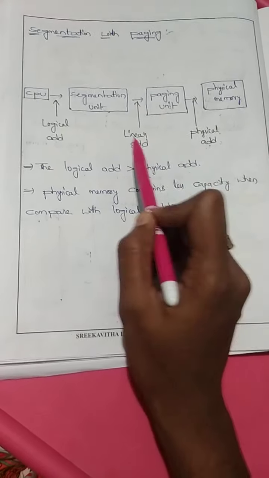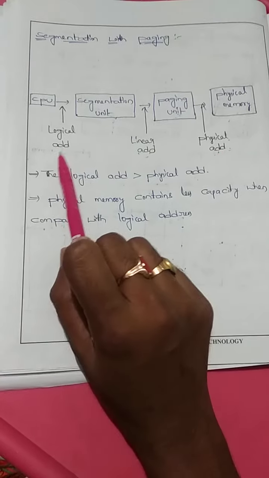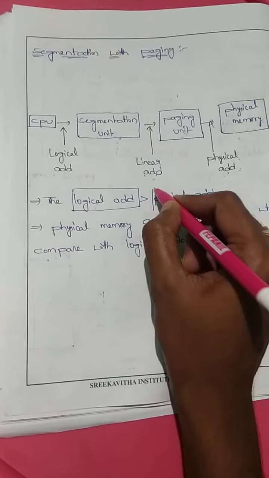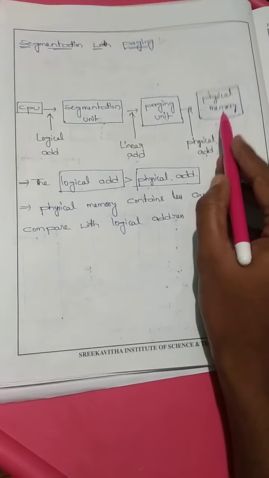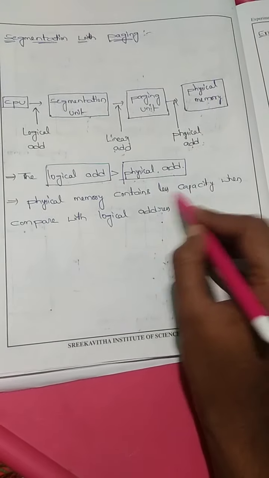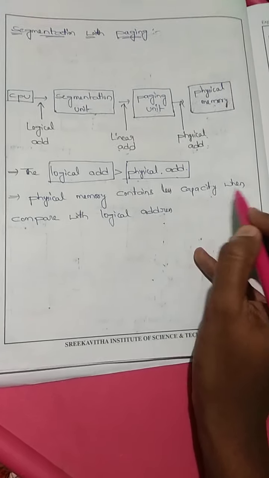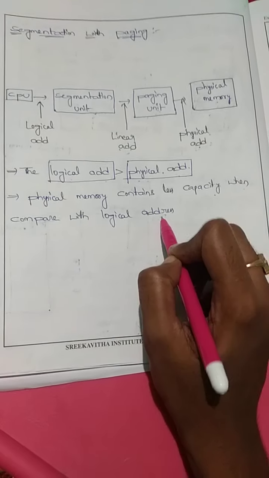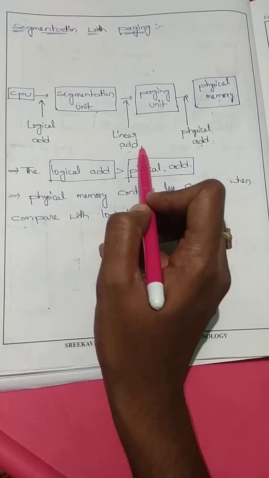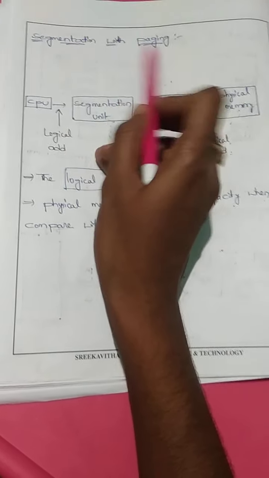Are you clear here why we are converting? The logical address is greater than the physical address, but the physical address is stored in the physical memory, which has less capacity compared with the logical address. For this reason we convert one type of address to another. Okay, so this is about segmentation with paging.